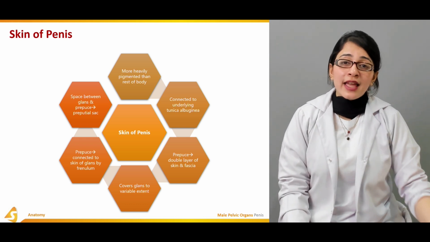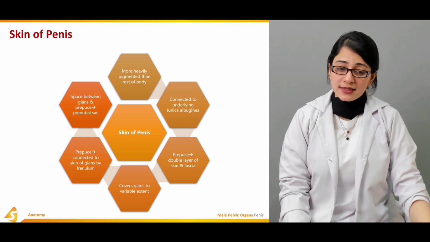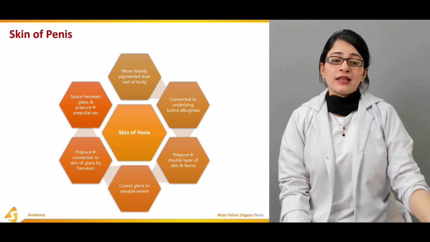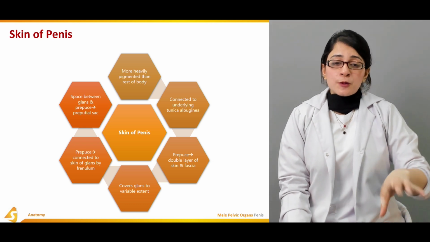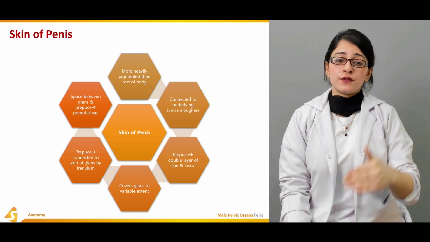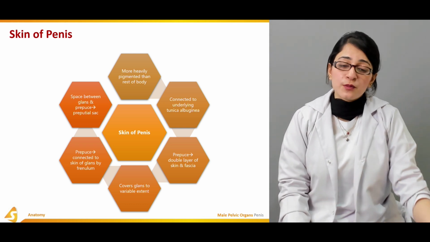Now it covers the head of the penis to a variable extent, and it is connected to the skin of the glans by a structure named the frenulum. The space between the glans, the head of the penis, and the prepuce, which is the double layer of skin and fascia, is named the preputial sac.